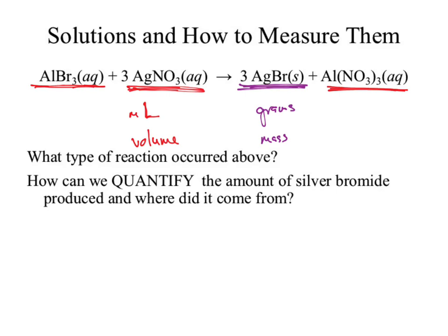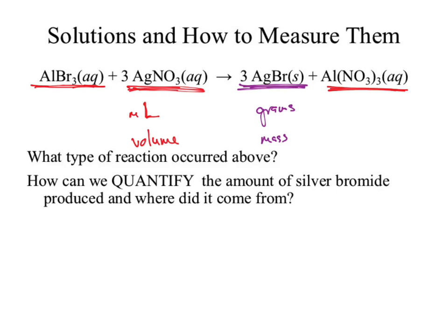If I look at the silver nitrate, am I measuring just silver nitrate with that milliliter measurement? No. What else am I measuring? Are you measuring it with the aluminum nitrate? No. Water. It's an aqueous solution. As an aqueous solution, if I measure the volume, I'm not getting the volume of silver nitrate. I'm getting the volume of silver nitrate with all of the water that's part of it.